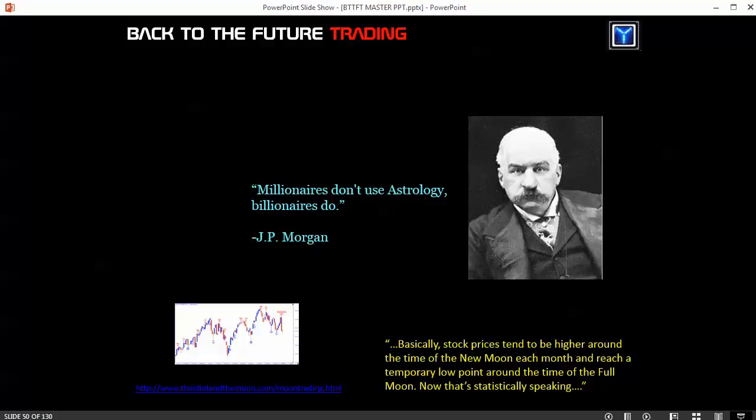These juggernauts of industry. Back in the early part of the 20th century, you have the Vanderbilts, the Morgans, this very short list of names of people who are insanely wealthy. And the one quote you don't expect to hear is this one. Millionaires don't use astrology. Billionaires do.